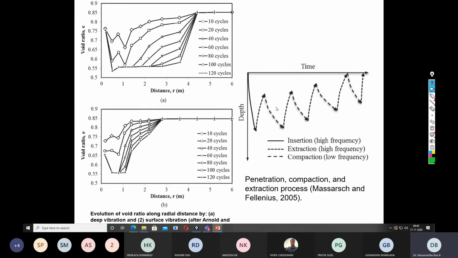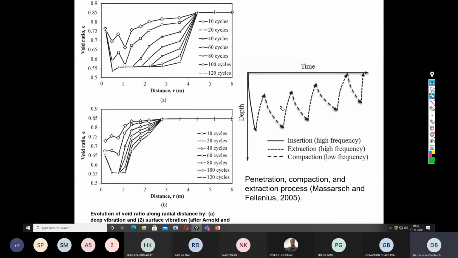So this is another interesting diagram that also describes what happens during vibrocompaction. You can see the top left graph. This is a relationship between void ratio versus distance from the probe, and it has been drawn for different numbers of cycles. So 10 cycles, 20 cycles, up to 120 cycles.